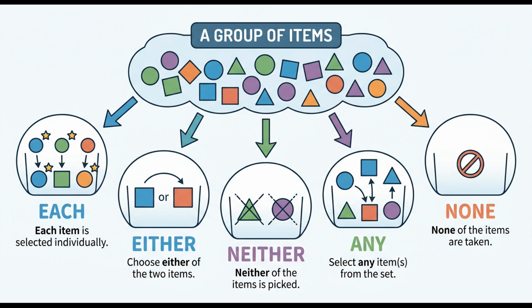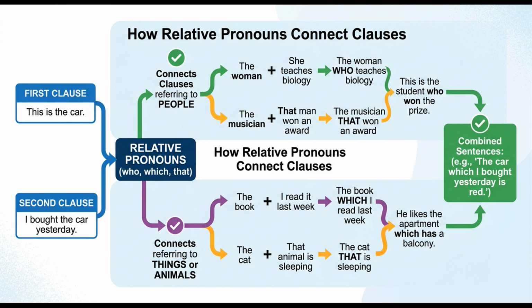Now, consider relative pronouns, which act as bridges between two parts of a sentence. They introduce a relative clause and connect it to the noun they modify, using words like who, which, or that. For example, "the girl who won the race" uses "who" to link the subject to the action. These pronouns are essential for creating complex, descriptive sentences.